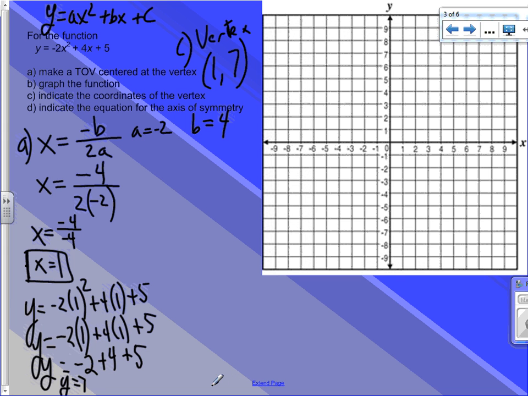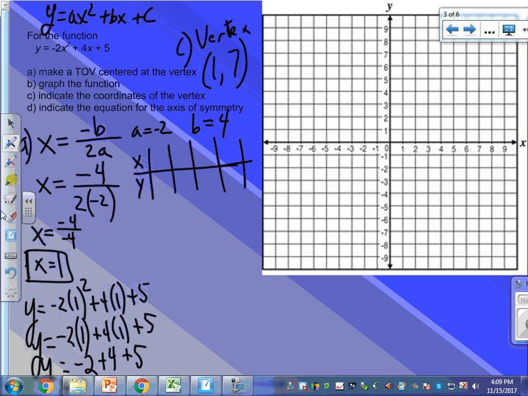Now we can do our table of values, right? We want to do our table of values with the vertex smack dab in the middle. Put our vertex.